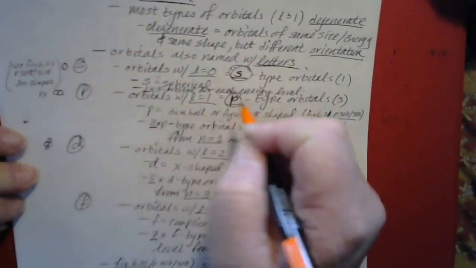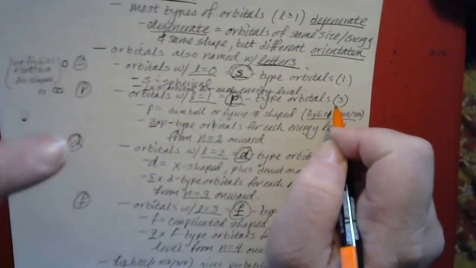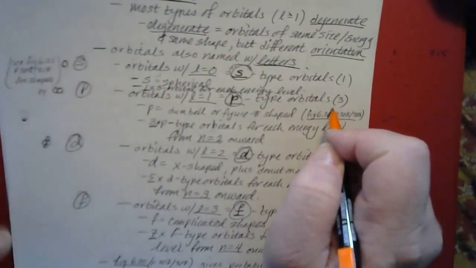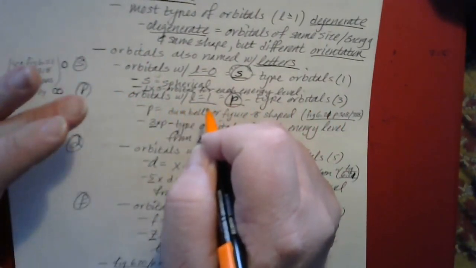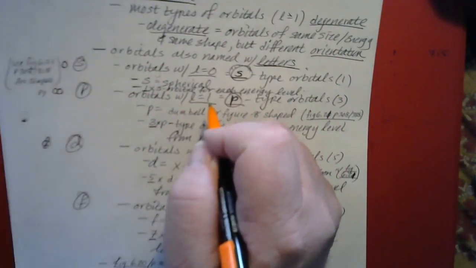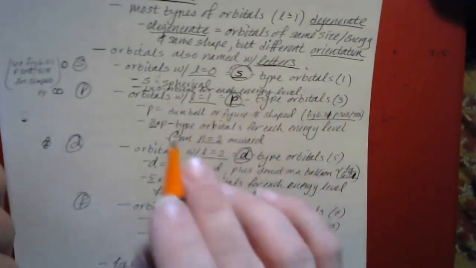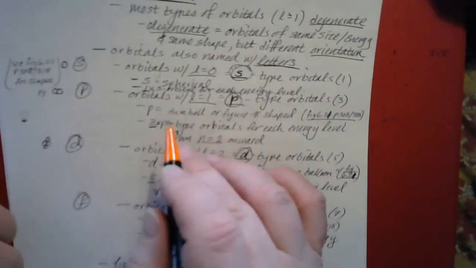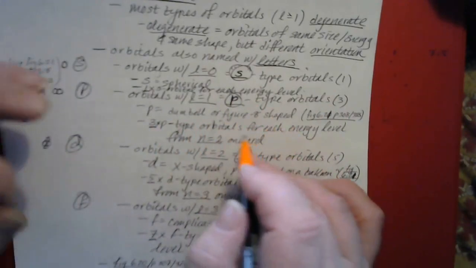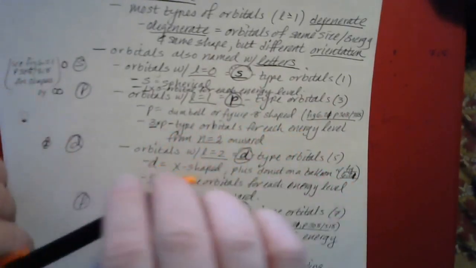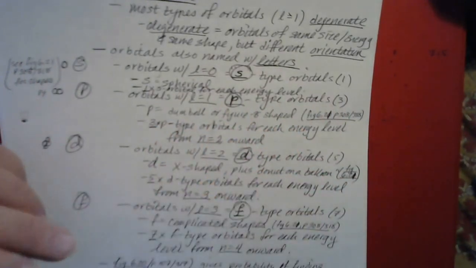For L equals 1, these are known as p-type orbitals, and there are 3 of those in each shell or each principal energy level, starting with n equals 2. So there are no p-type or L equals 1 orbitals in n equals 1, but every energy level from n equals 2 on will have this type of orbital, and there are 3 of them. And the way they differ is in their orientation in space. They're kind of a dumbbell shape, or depending on how you draw them, they can look kind of like a figure 8 shape. And there are 3 of them because you're able to orient them along the X and the Y and the Z axis in 3 dimensions.